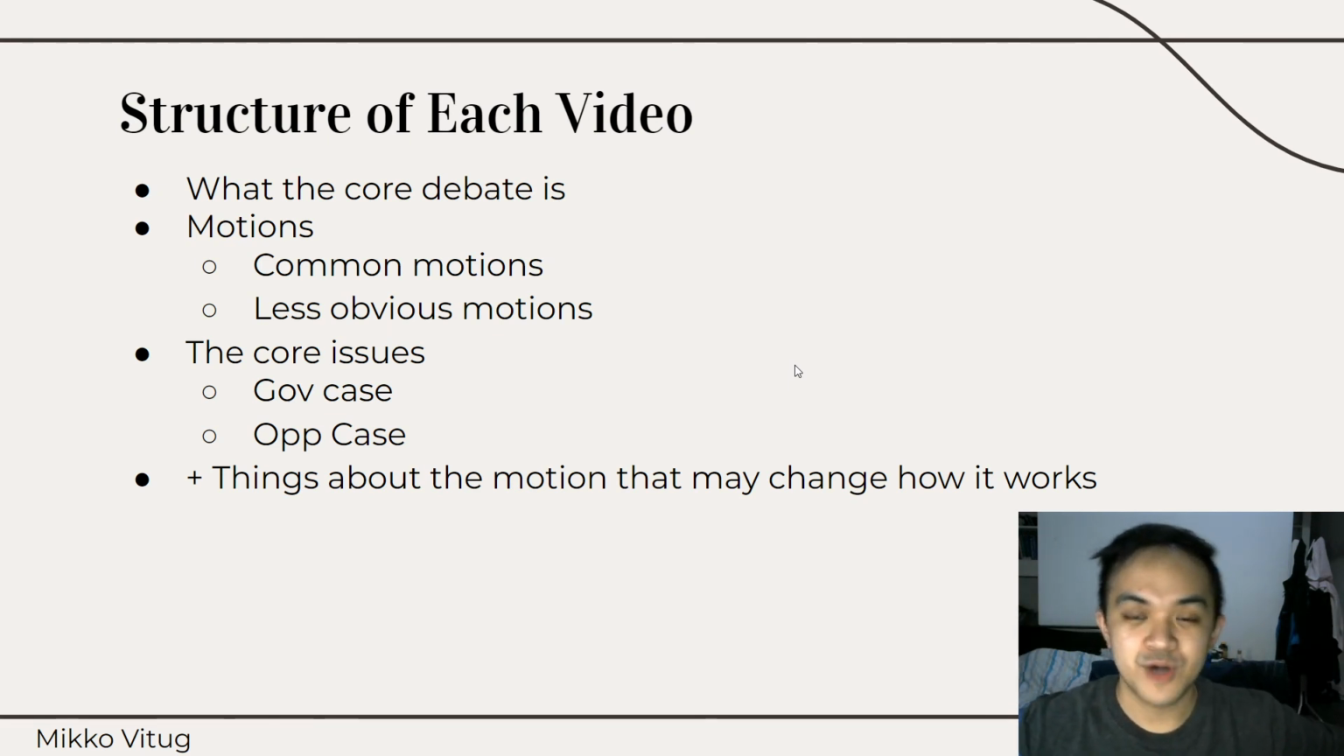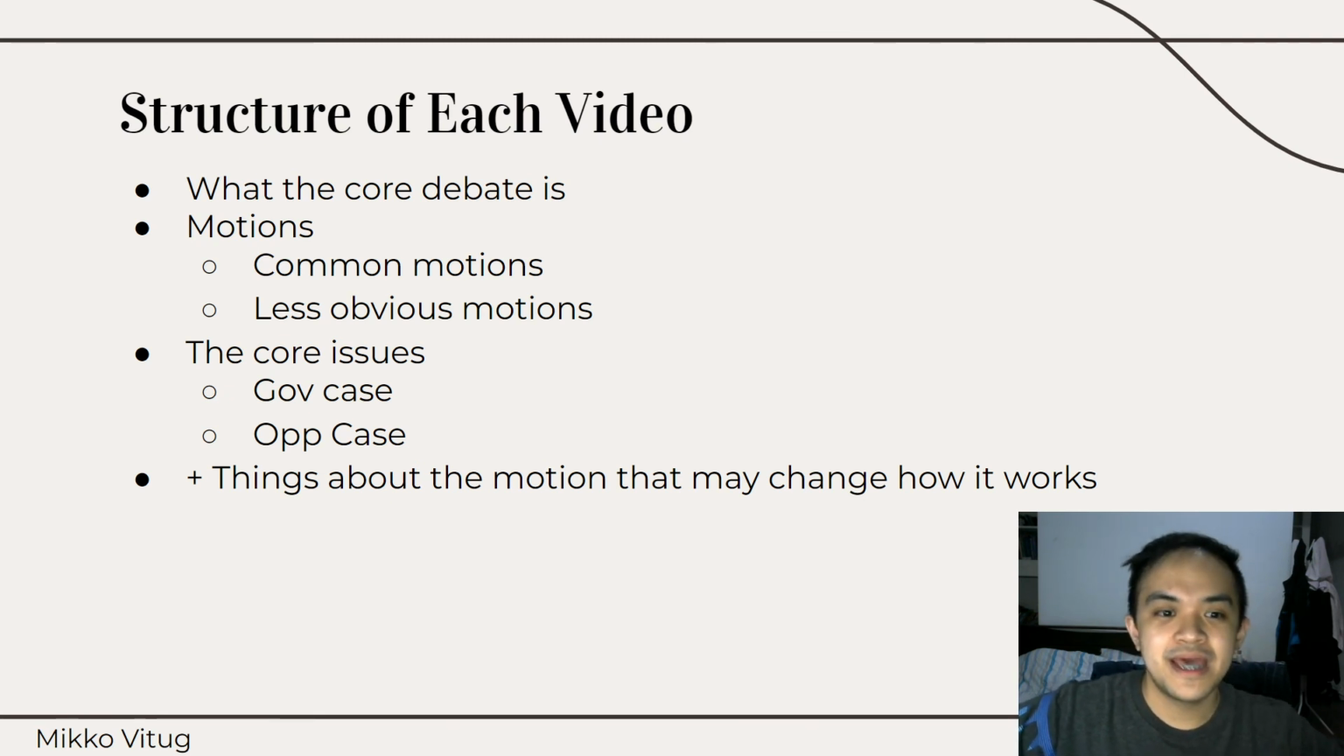So for each video, you're going to talk about what the core debate is in question. Motions, some common, some maybe less obvious manifestations of that core debate. And then the core issues at hand, and the gov case, the op case, plus things about the motion that might change how it works. So that's what I intend with this series. We'll start with the first 5.